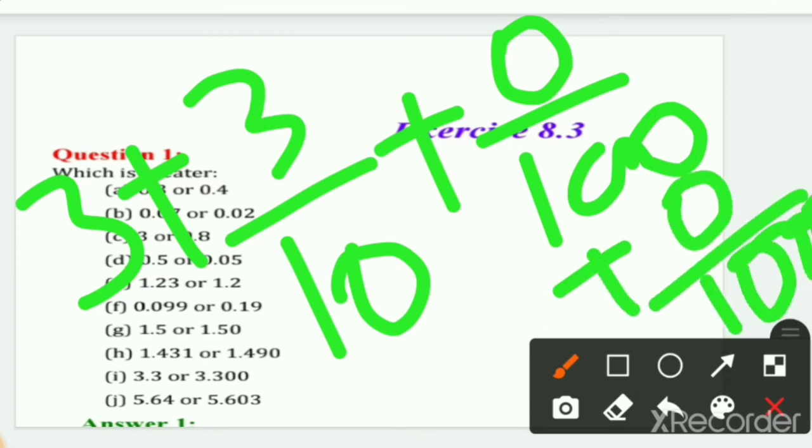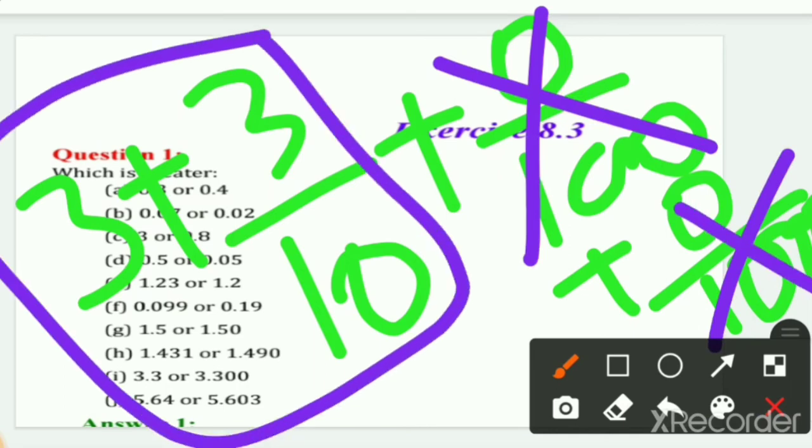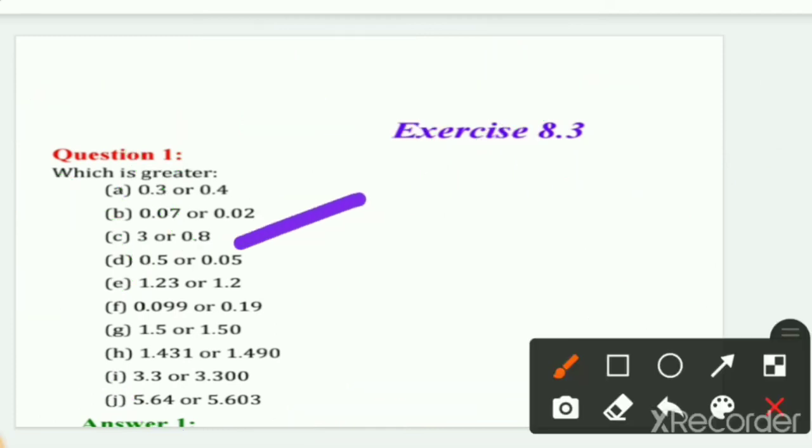So what we are observing is that if 0 is divided by any number, we get 0 only. So there is no place for zeros. Your answers are the same: 3 plus 3 by 10 and the same for 3.3. Both answers are the same, so these numbers will be equal. Both are equal in value.